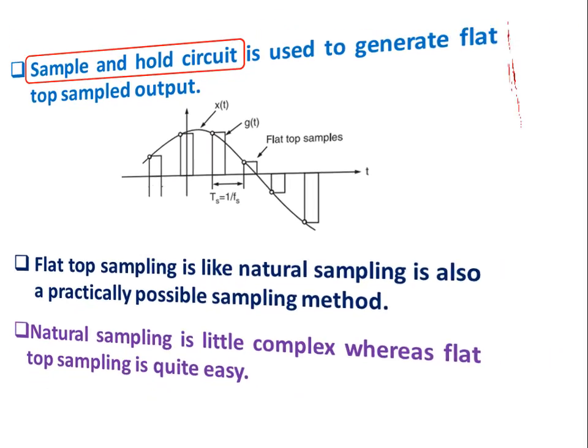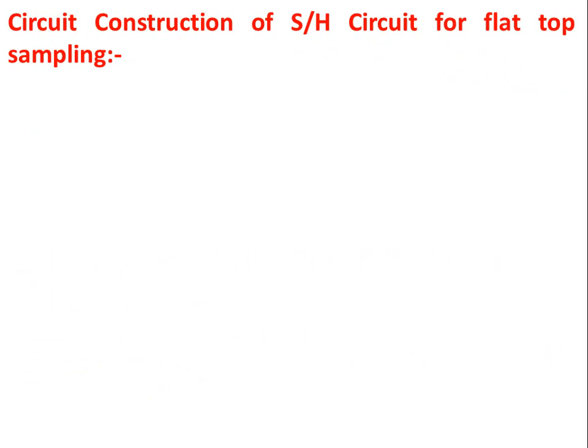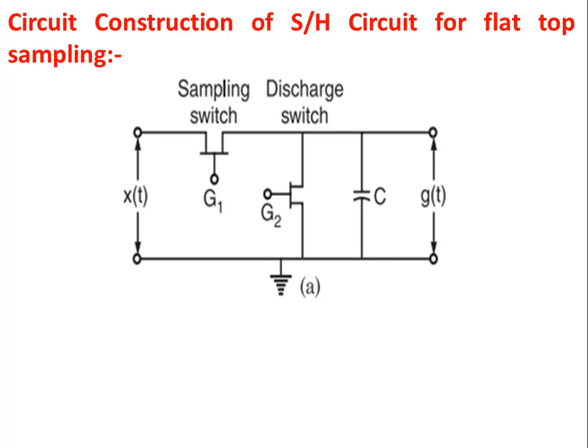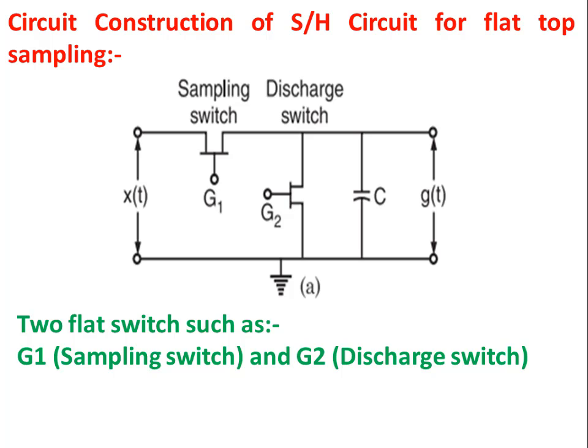Now, look at the circuit construction of the sample and hold circuit for flat top sampling. As you can see here, this circuit consists of two flat switches, G1 and G2. Here, G1 is called the sampling switch and G2 is called the discharge switch. Including these two switches, we have another component, that is a capacitor, which is connected across G1 and G2.